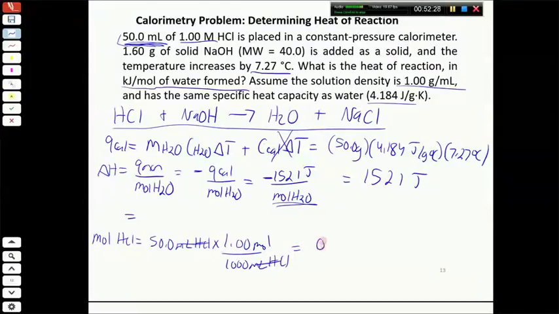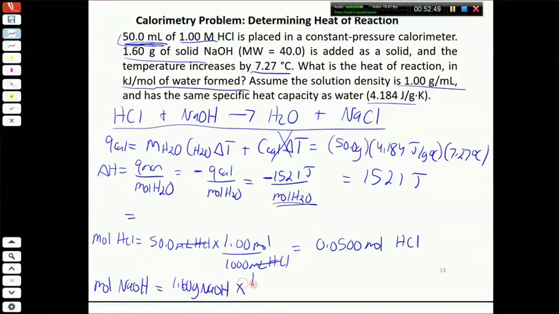And so what we find is that we have 0.0500 moles of HCl. And then the moles of NaOH, we had 1.6 grams of NaOH as a solid. So we use this molar mass to find out how many moles of NaOH we added. And that comes out to 0.04.